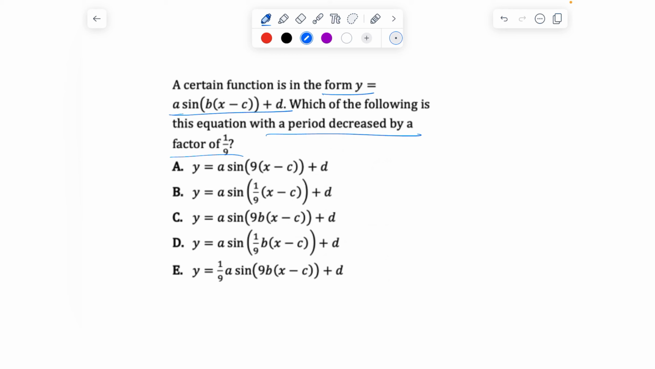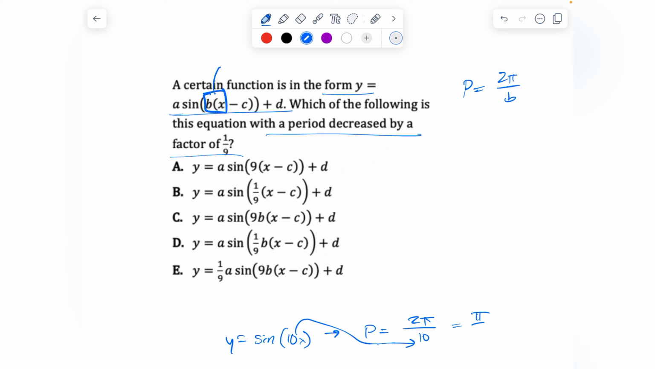So we know that the function for a period is 2 pi over b, where b is just the constant that is in front of the x. So for example, in this function, your period is just 2 pi over b, literally, because b is in front of the x. If I give you y equals sine of 10x, your period is going to be 2 pi over 10, because 10 is that number in front of the x. It's just pi over 5, right, if you simplify.